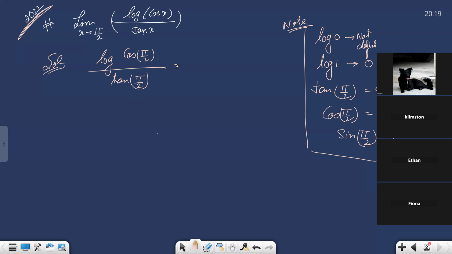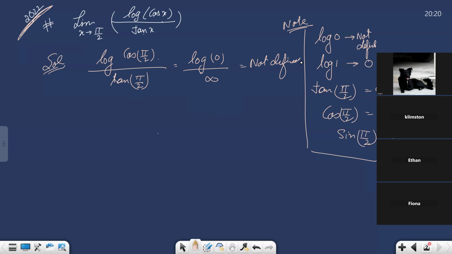So log of cos. So cos pi by 2 कितना होता है? Cos pi by 2 is 0. Sir, not defined again. And this is tan pi by 2. Tan pi by 2 is 90 degrees, tan 90. You can write it again as infinity. So you see, sir, you are getting not defined.